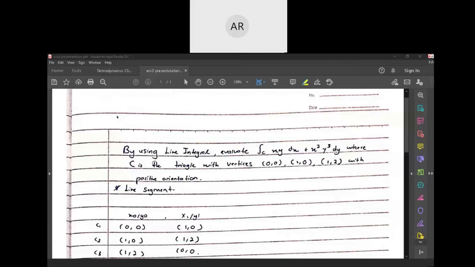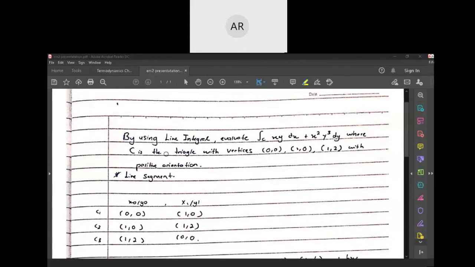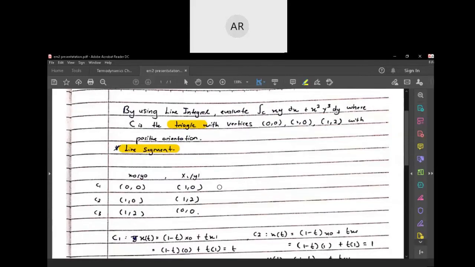My name is Ahmad Rizwan bin Sulaiman and I will explain the solution for problem 1. By using the line integral, evaluate xy dy where C is a triangle with vertices at points (0,0), (1,0), (1,2) with positive orientation. With the keyword triangle, we know that we should use line segments. We have 3 points, so we have 3 curves: C1, C2, C3.